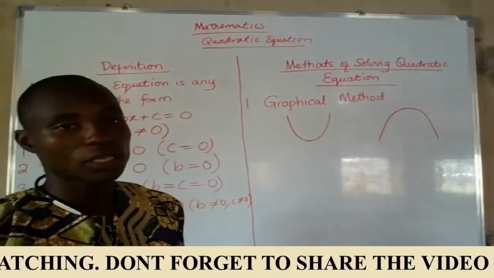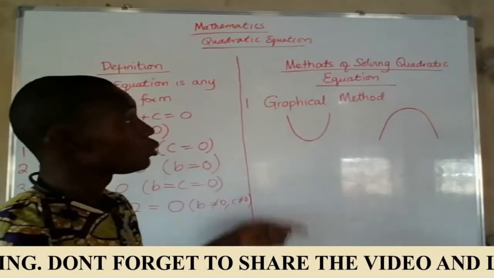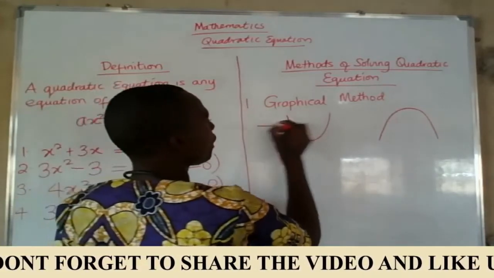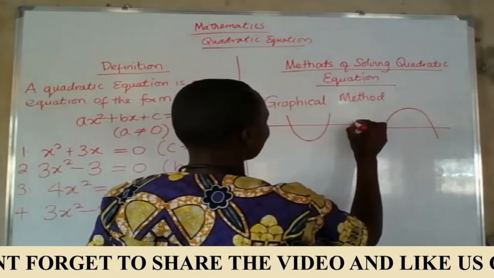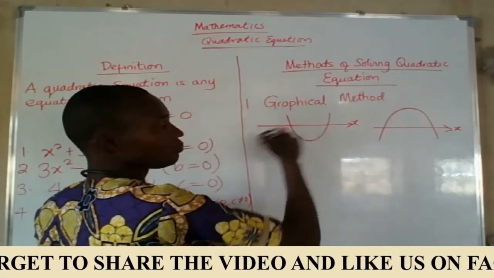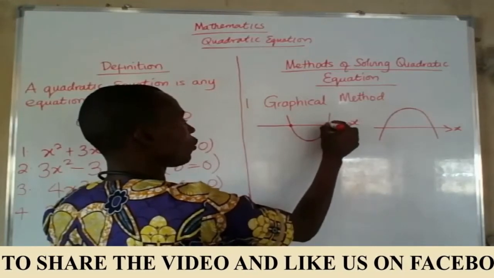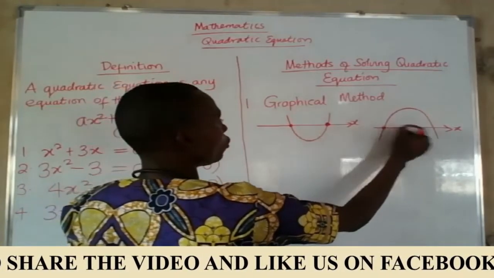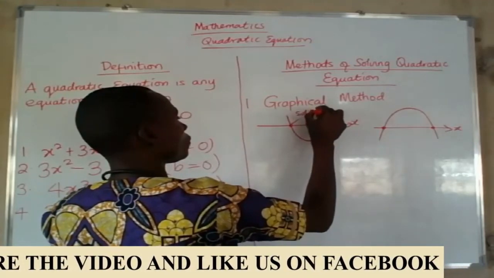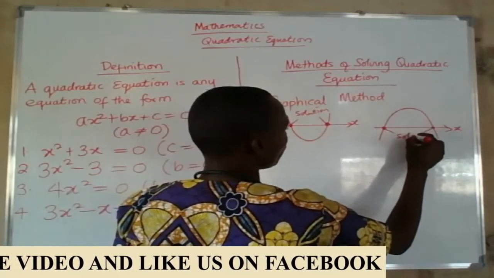But if we want to get the solutions or the roots to the quadratic equation, because another name for the solution to the quadratic equation is also called the roots, all we need to do is to check where the parabola cuts the x-axis of the graph. Once we can locate those points where it cuts the x-axis, those are the solutions we are looking for.